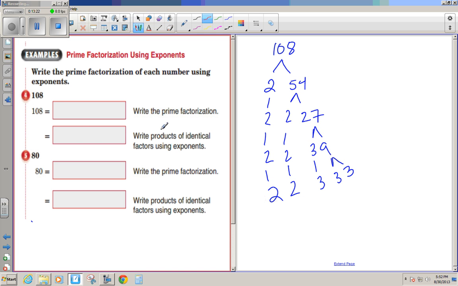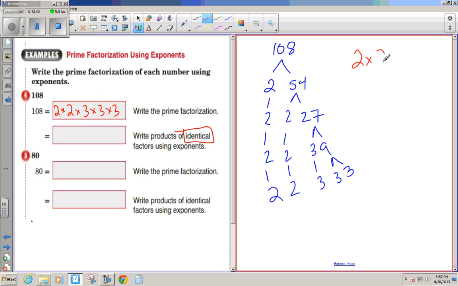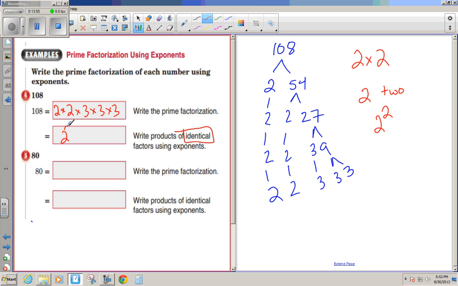Okay. So we write the prime factorization out. 2 times 2 times 3 times 3 times 3. Now, it says to write products of identical factors using exponents. Let's take a look at this. Identical factors. That's 2 times 2. What does 2 times 2 mean? Well, it's being multiplied twice. So 2 shows up 2 times. So that should be 2 squared. 3 shows up 3 times. So that should be 3 cubed. And now you're done.